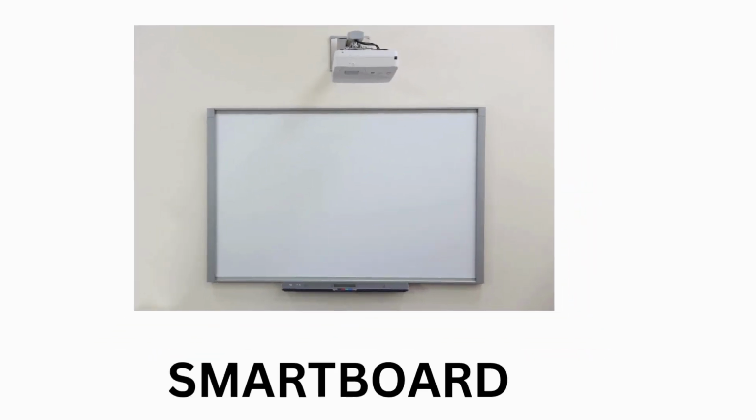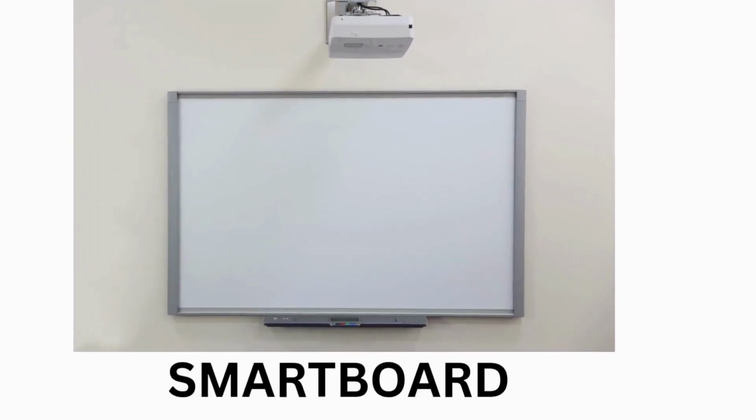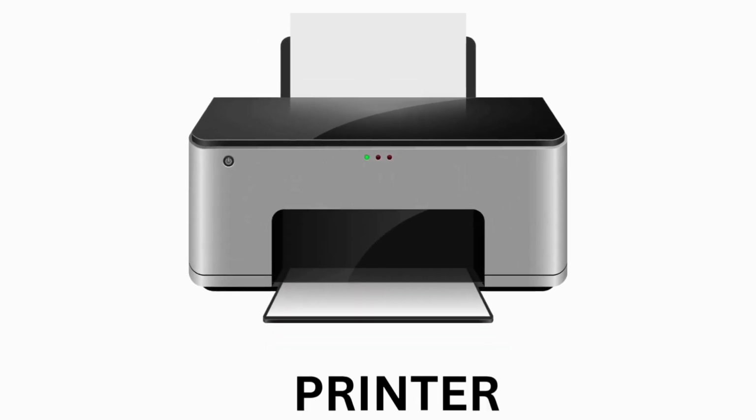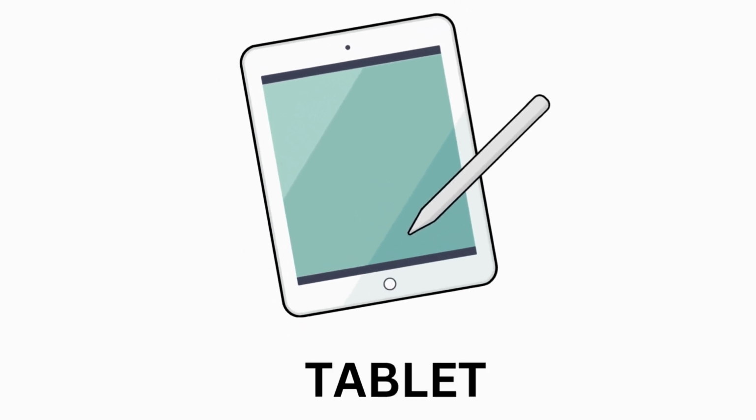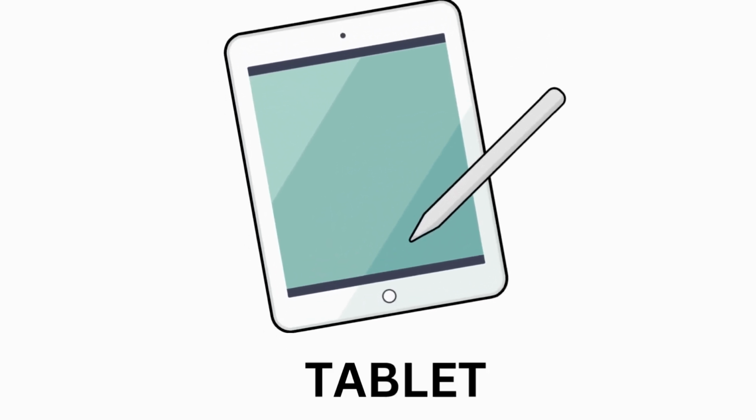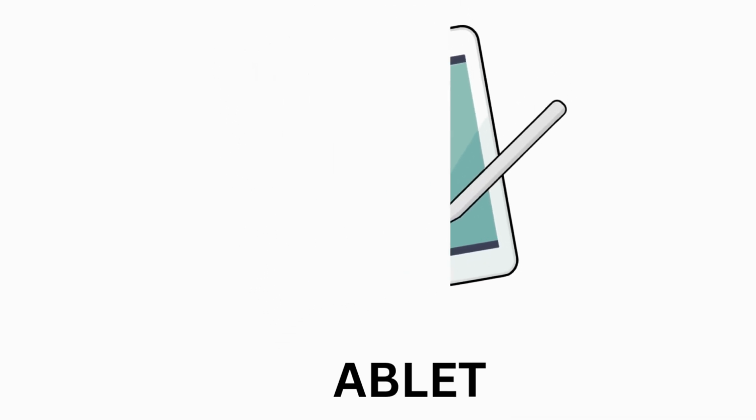This is a smartboard. Smartboard. The teacher writes and teaches on the smartboard. This is a printer. Printer. We print papers and pictures with the printer. This is a tablet. Tablet. We read books, study, and play games on the tablet.